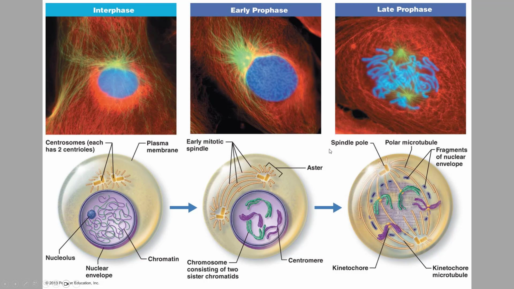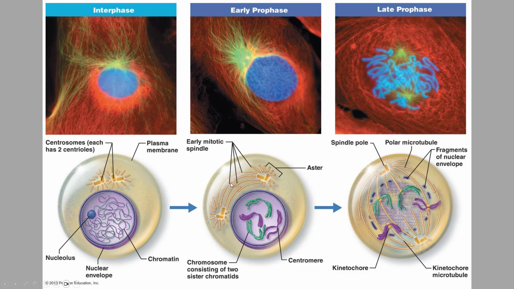At first, the first thing that happens in prophase is the DNA condenses into chromosomes. So that's what we're seeing here. Up here in the image, you can start to see the same thing happening where they start to kind of look worm-like.